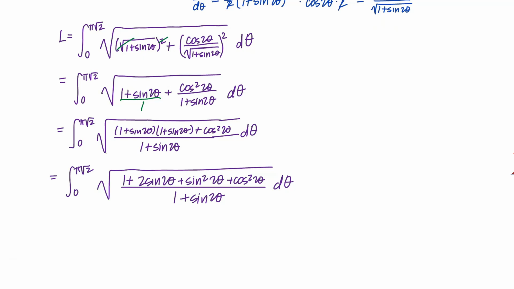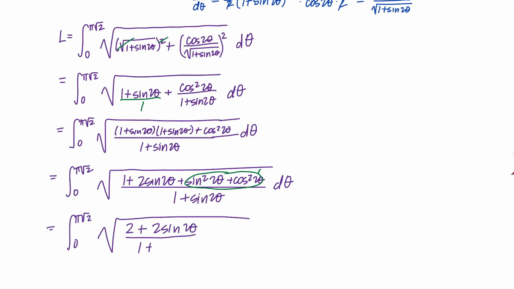We have an identity in there. We have sine squared 2 theta plus cosine squared 2 theta. That is 1. That's the Pythagorean identity there. So this portion here, right, is just 1. And so 1 plus this 1 in the front is 2. So our next line is going to be the square root of 2 plus 2 sine 2 theta over 1 plus sine 2 theta. Nice things are starting to happen, or will happen shortly.